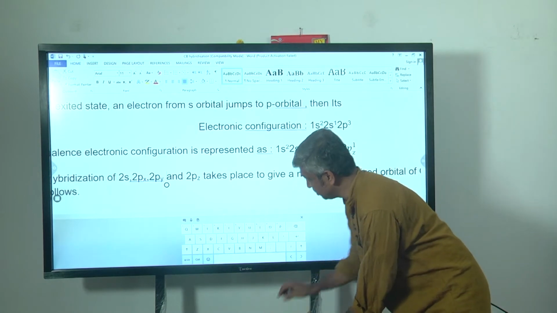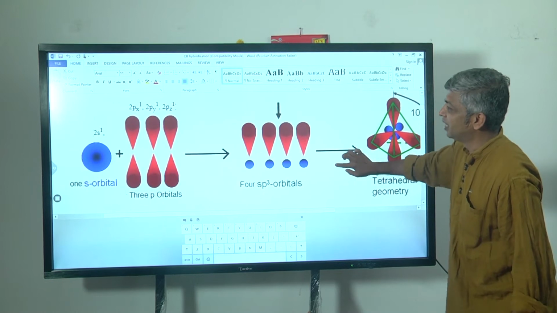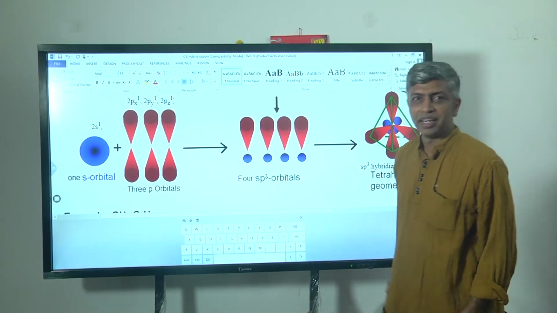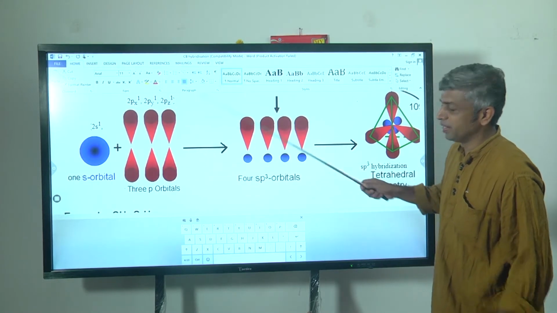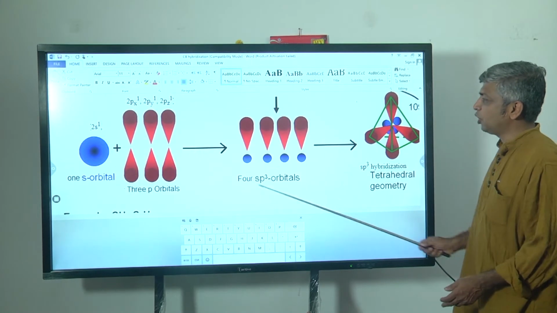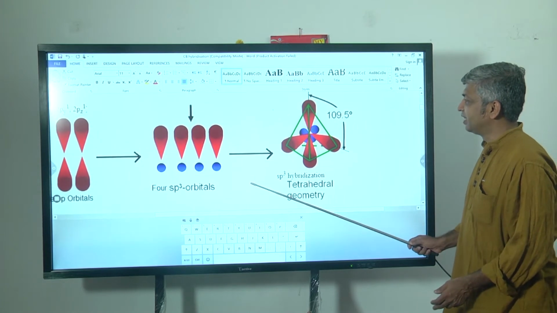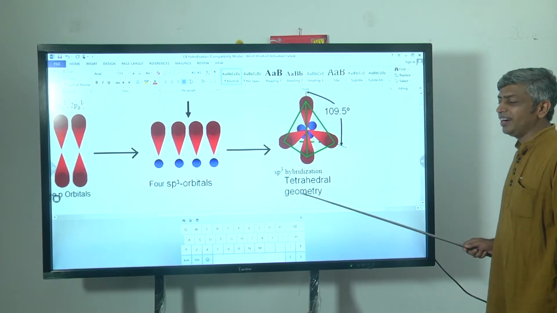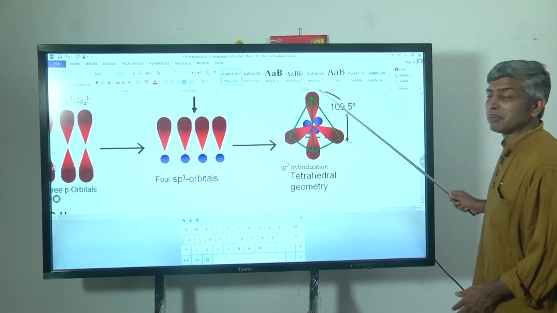Let us come to carbon, as you can see on the board. Here we have the 2s1 orbital, 2px1, 2py1, 2pz1. When it is hybridized, these four orbitals mix, and we get the sp3 hybridized carbon. Its structure has tetrahedral geometry, and you can see here how they are represented.